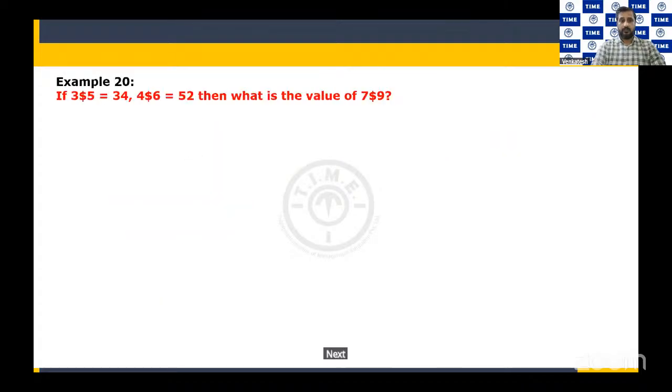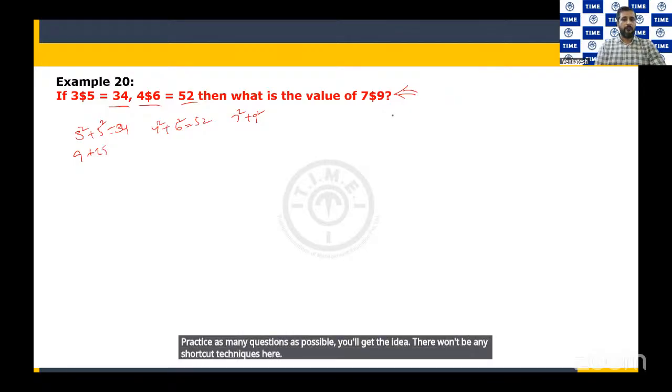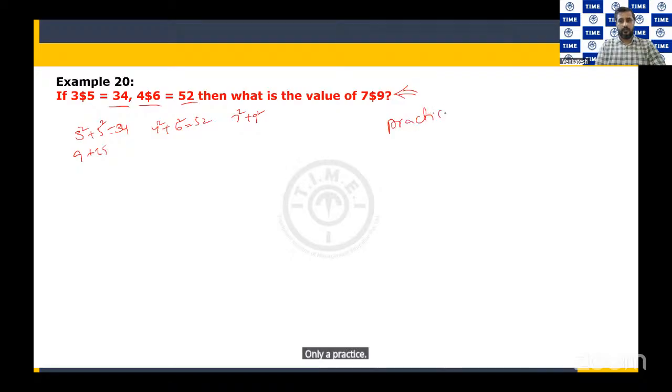Next, hidden formula questions. They give you 3, 5 as 34. You should identify the logic. 4, 6 is 52. Right? How is it? Simple. 3 square plus 5 square. They may give you any logic. 9 plus 25 is 34. So 4 square plus 6 square is 52. So similarly, you should identify 7 square plus 9 square. These kinds of questions, if you practice as many as possible, you will get the idea. There won't be any shortcut techniques here. Only practice will help you in answering these questions.